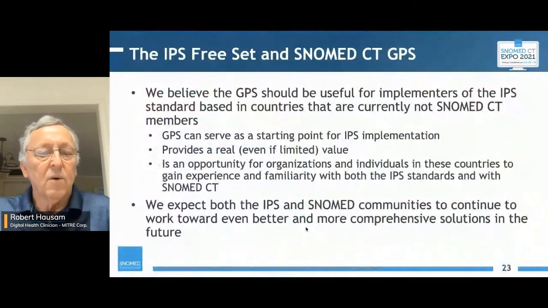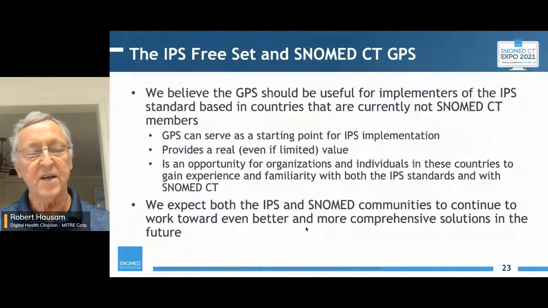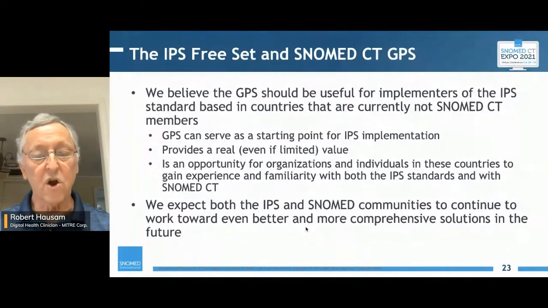So we believe that the GPS should be very useful for implementers of the IPS standard that are based in countries that are currently not SNOMED CT members. The GPS can serve as a starting point for those IPS implementations, and it does provide a real, even if somewhat limited, value. And as already mentioned, it's an opportunity potentially for organizations and individuals in these countries to gain some experience and familiarity, not only with the IPS standards, but also with SNOMED CT itself.